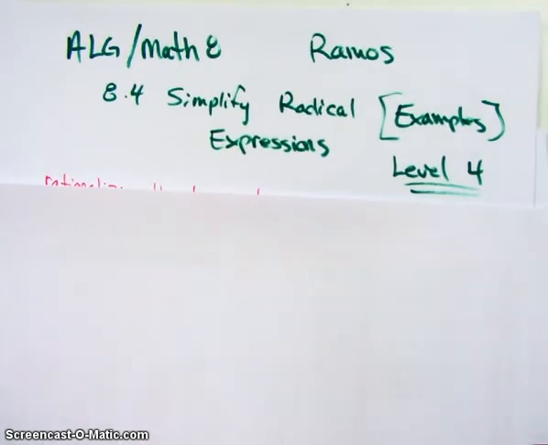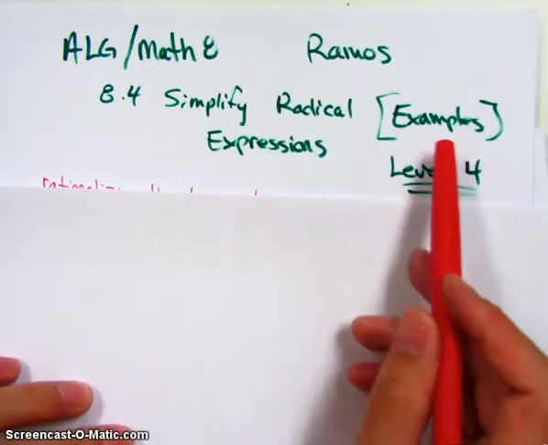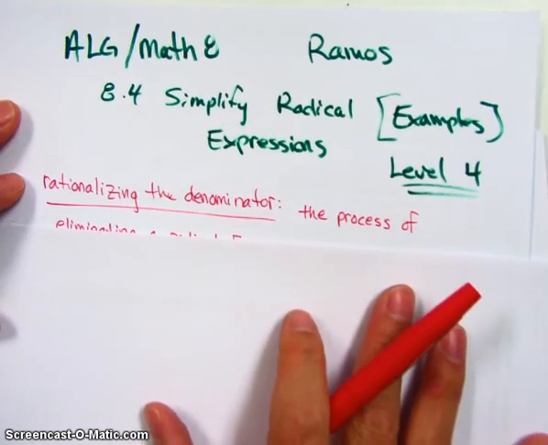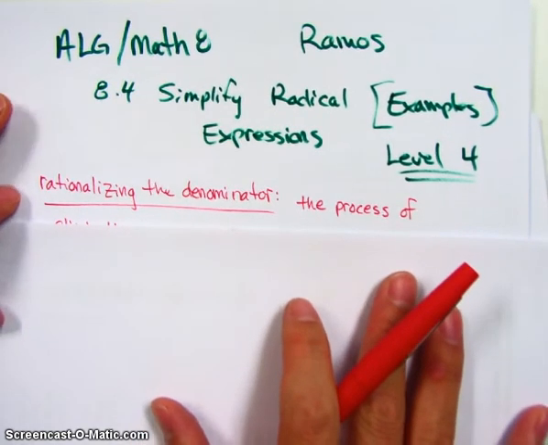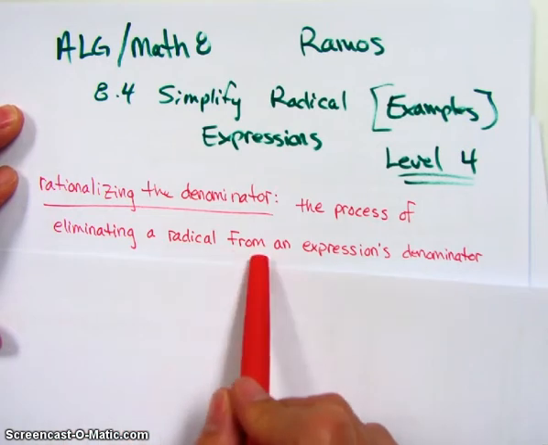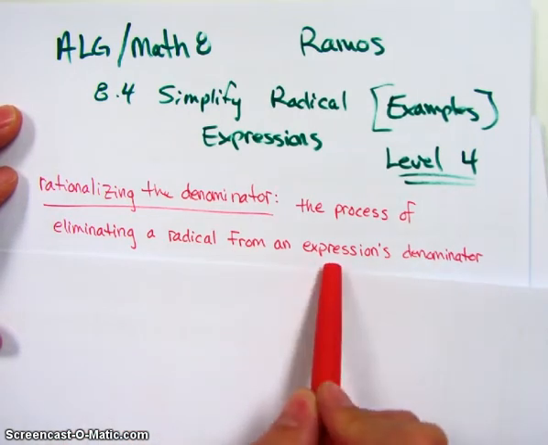All right, so now we're at 8.4, same thing. This is level 4, some more examples here. All right, so rationalizing the denominators. This is a really important process here. It's the process of eliminating the radical form from an expression's denominator.